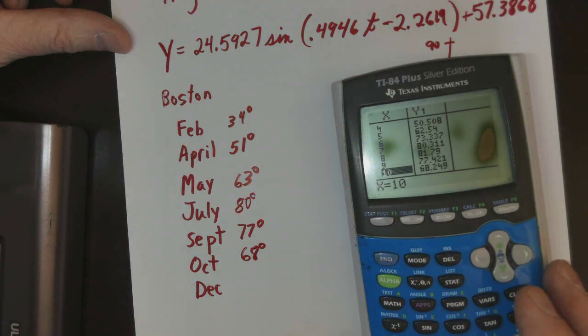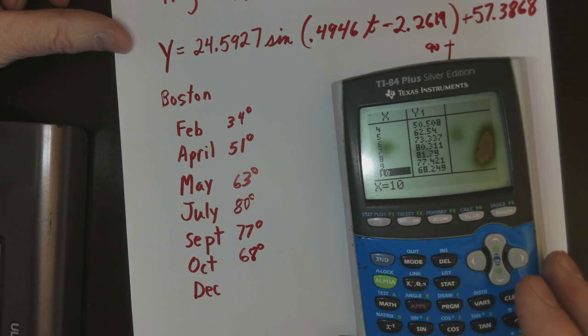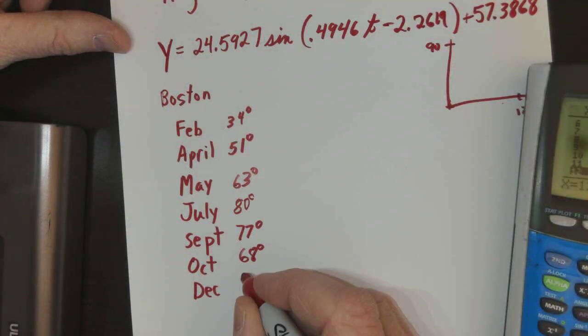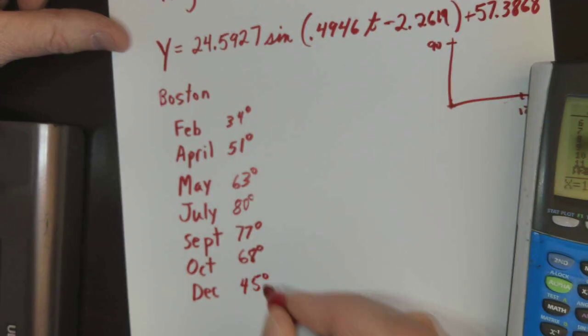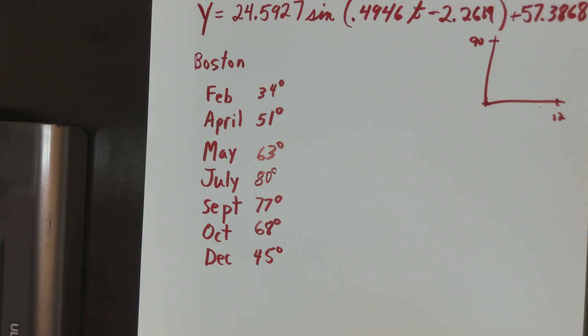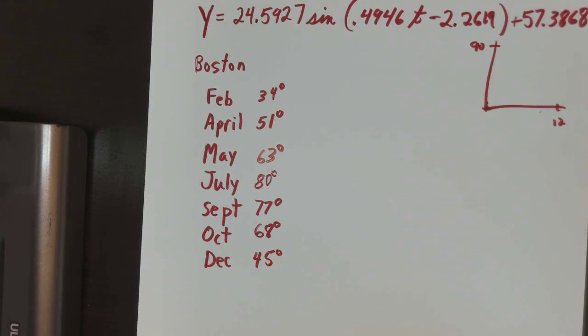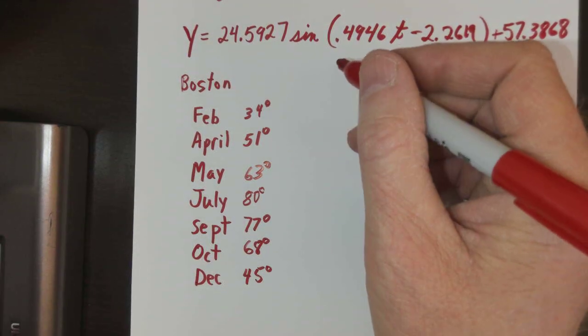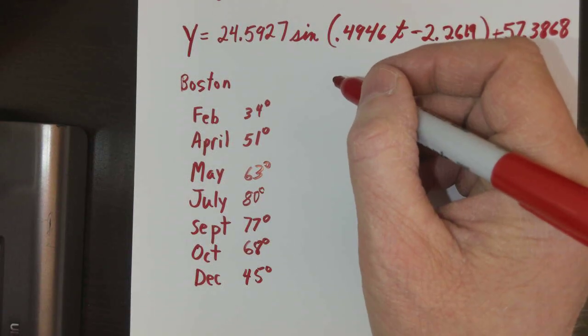And December is the 12th month. I don't know why I had to think about that so long. That is 45 degrees. All right, so that kind of takes care of Boston. What I'd like to see you do is give it a shot for Fairbanks.